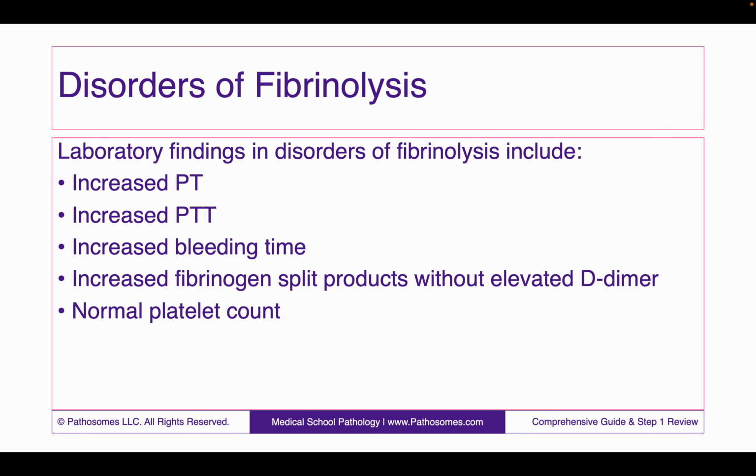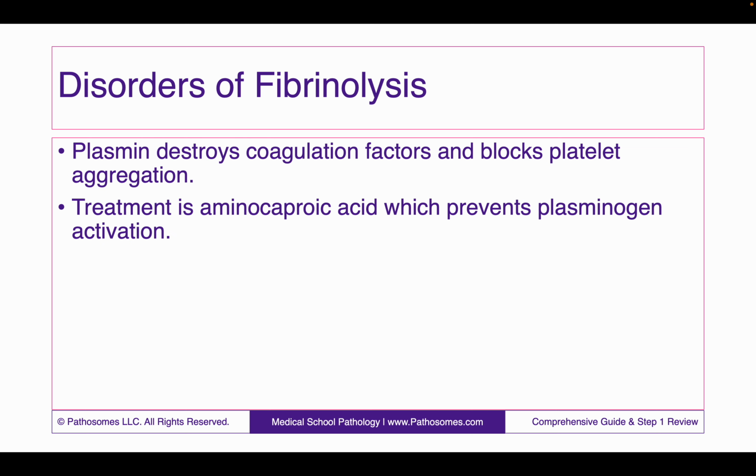Laboratory findings in disorders of fibrinolysis include increased PT, increased PTT, increased bleeding time, increased fibrinogen split products without elevated D-dimer, and a normal platelet count. Plasmin destroys coagulation factors and blocks platelet aggregation. Treatment is aminocaproic acid, which prevents plasminogen activation.